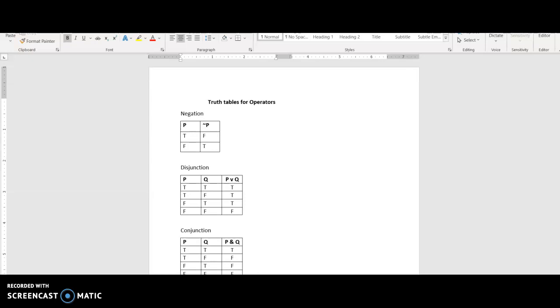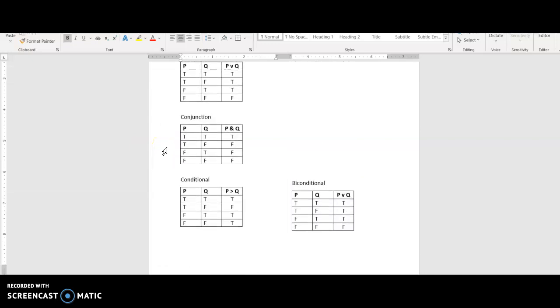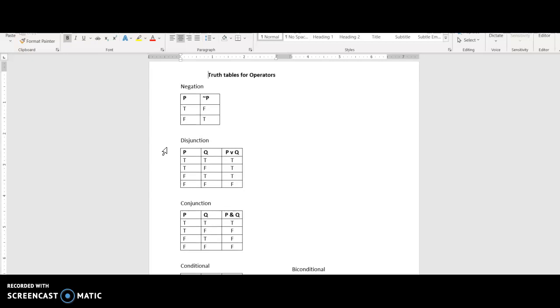Hello, this is exercise 3.2. I'm going to do some of the odd numbered problems down below. Before I get into it, though, I just wanted to do a quick review of the truth tables for the five logical operators. I kind of skipped over this or did it really quickly in the previous video and maybe confused some people.